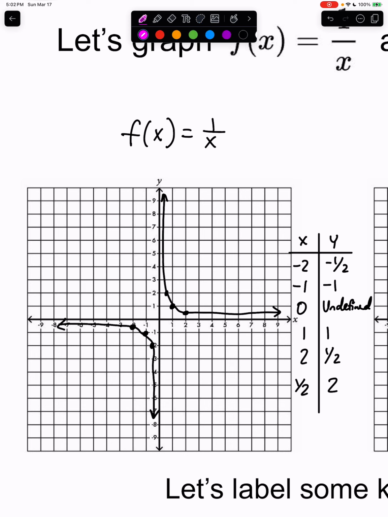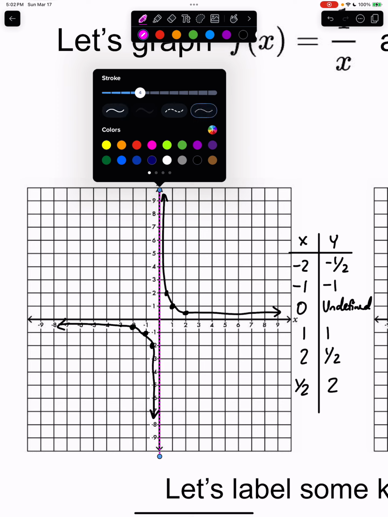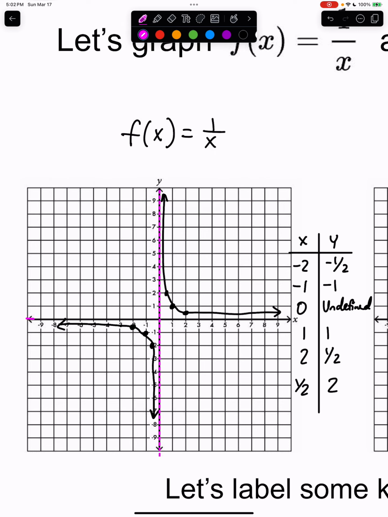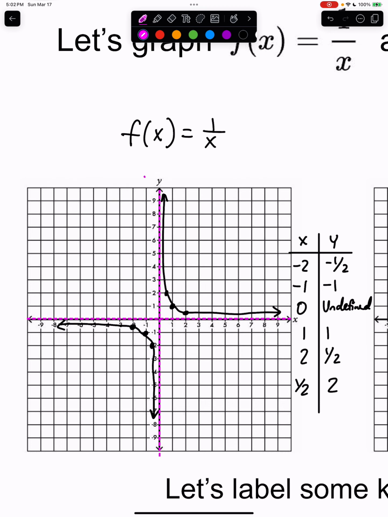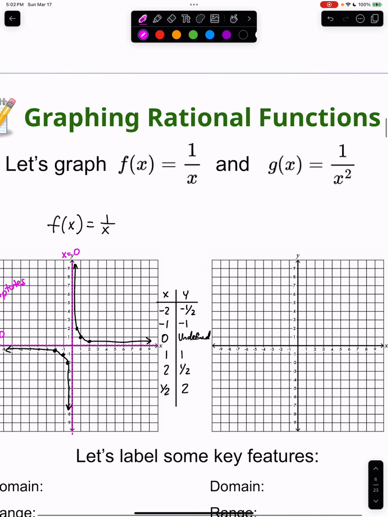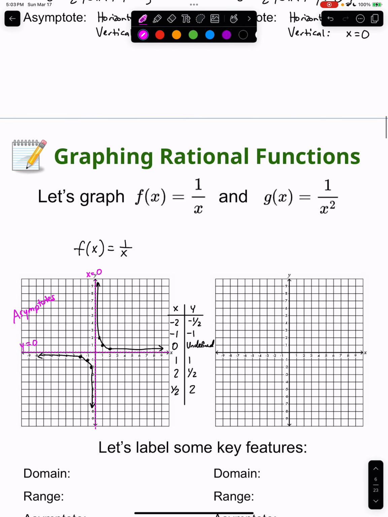Okay. And remember, we kind of talked about it before. What are these lines that our function is approaching, right? But it doesn't cross. Do you remember what those are called? Hopefully you do. We've talked about them quite a bit. These are the asymptotes. So I have x equals 0 and y equals 0. These are my asymptotes. Cool. So let's move on.